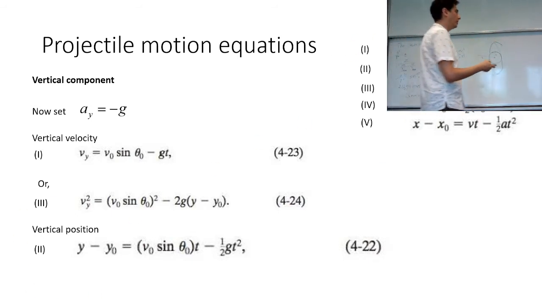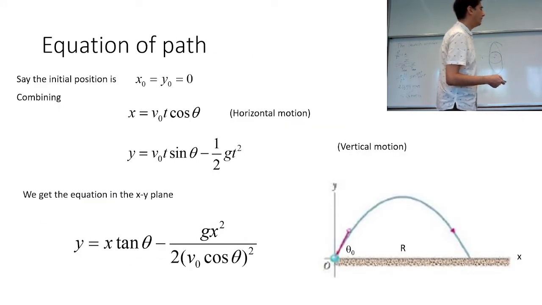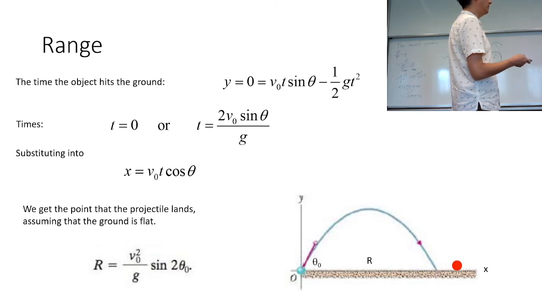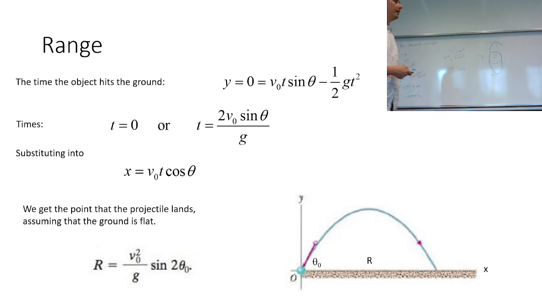The vertical component is just due to gravity. And then we worked out things like the equation of the path. In this case, we eliminate the time variable. If we look at the equation for the position in the x direction and the position in the y direction, and then eliminate, we can get an equation for the whole path. Range is just where it hits the ground again, so you work that out using when y is equal to 0.